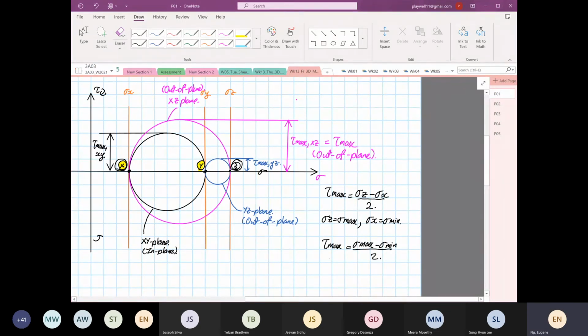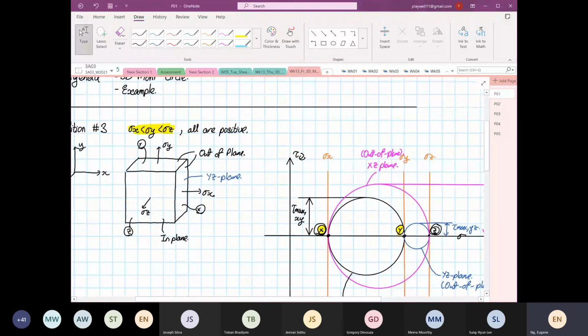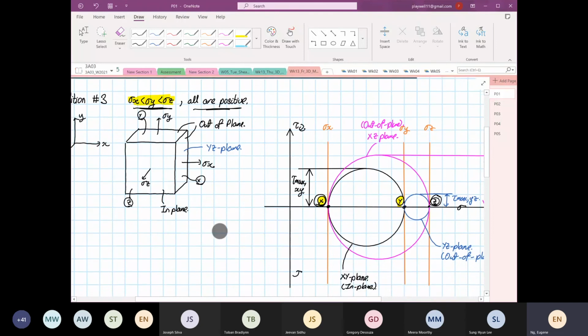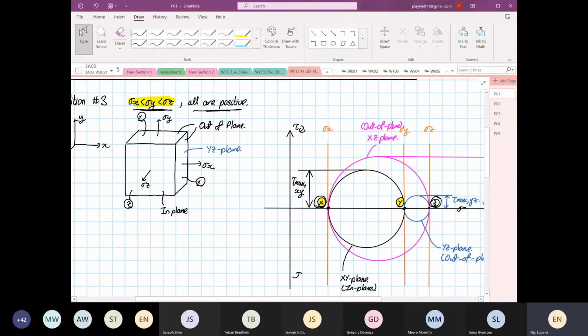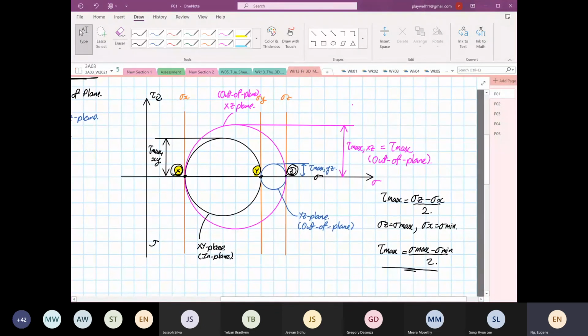We can rewrite the equation where the max shear is equal to the normal stress max minus the normal stress min, divided by 2. So this is only true if and only if stress X, Y, and Z are not equal to 0. They are all what? Positive. Right. Any questions so far? Yesterday we spent an hour, and now we just refresh what the 3D Mohr circle is, so it should be quite clear for all of you. Anyone, any questions, please?